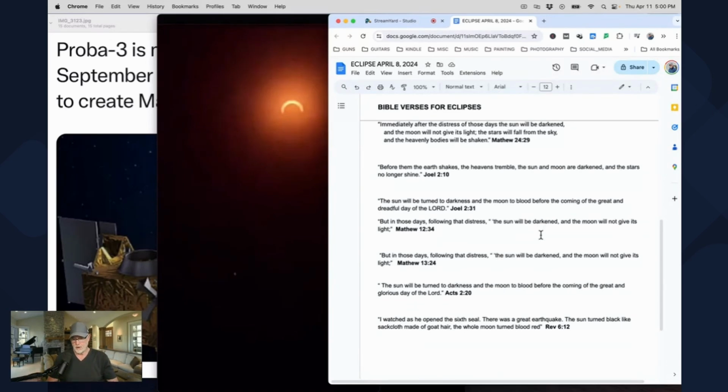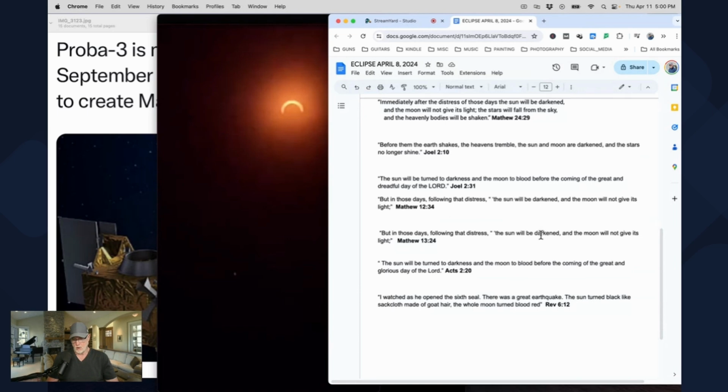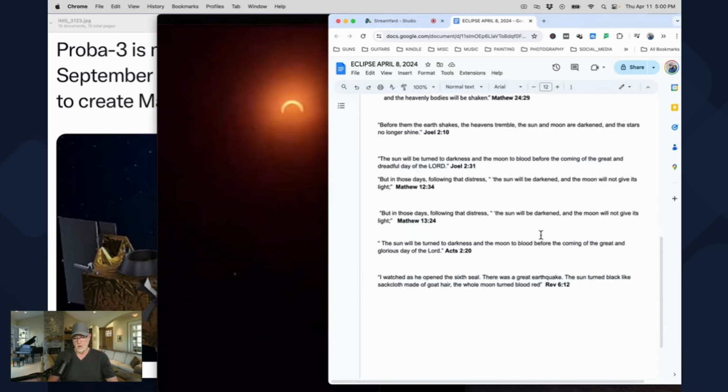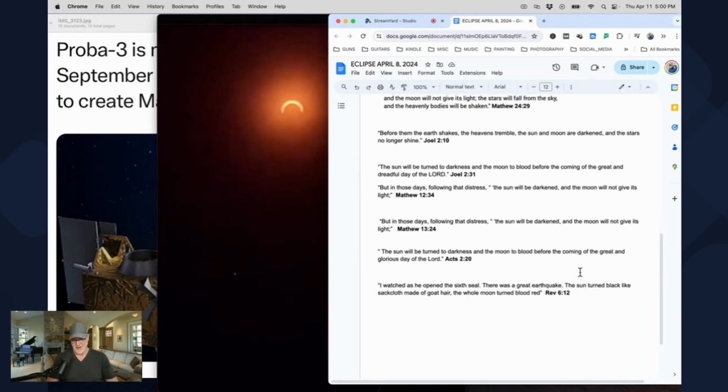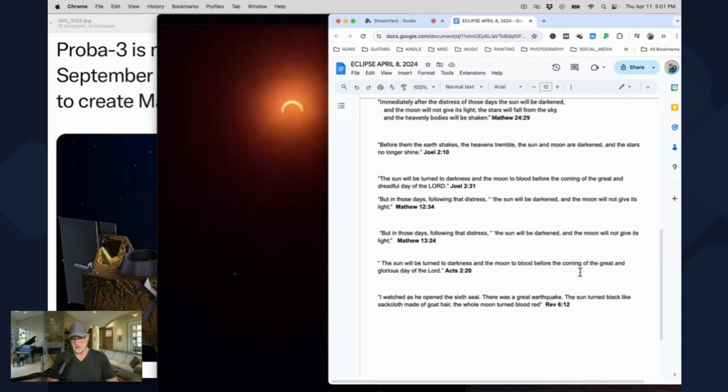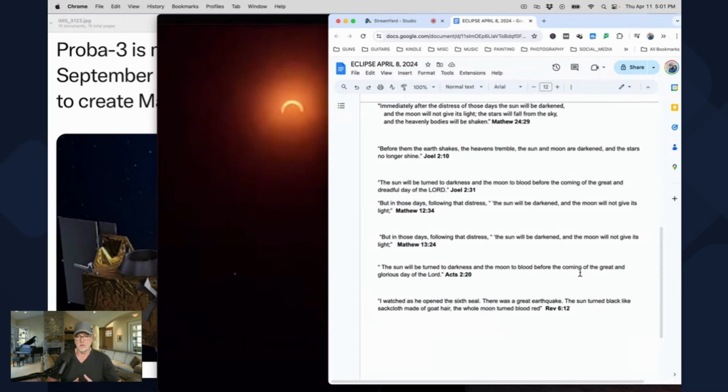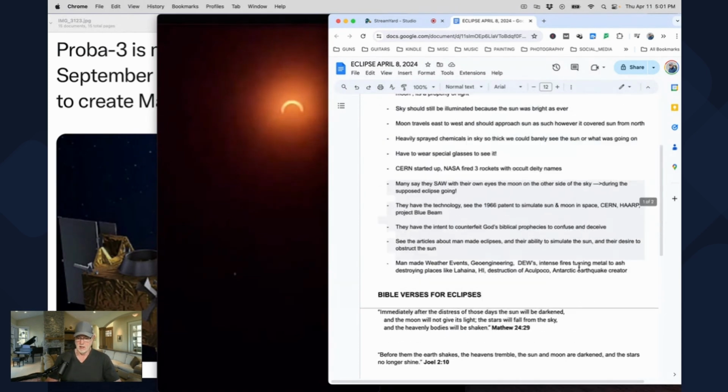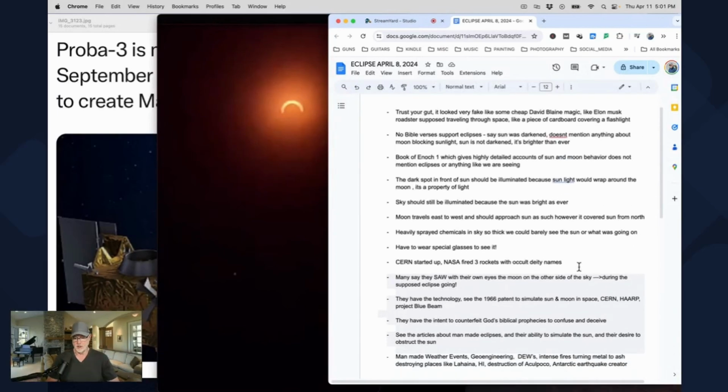All these scriptures say the same thing: Matthew 12:34, Matthew 13:24, Acts 2:20, and Revelation 6:12. They all say the sun was dark. Here's one: Revelation 6:12 says the sun turned black. I don't see a sun turning black. The sun will be turned to darkness. So anyway, that's my interpretation. I don't see that. You can judge that for yourself.